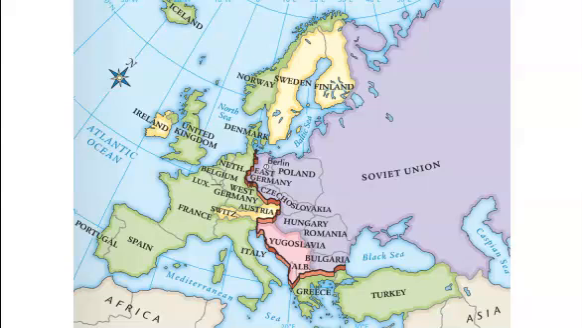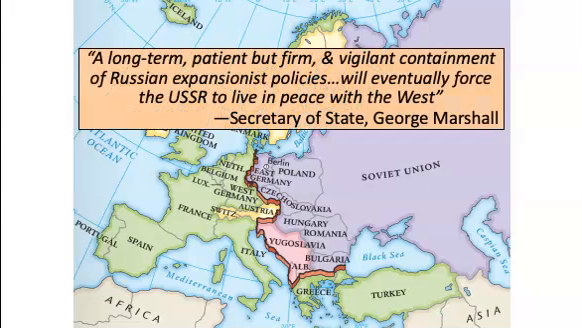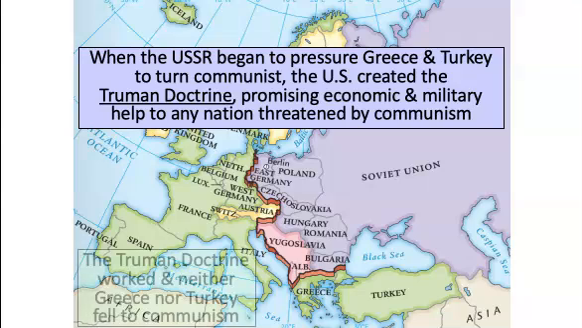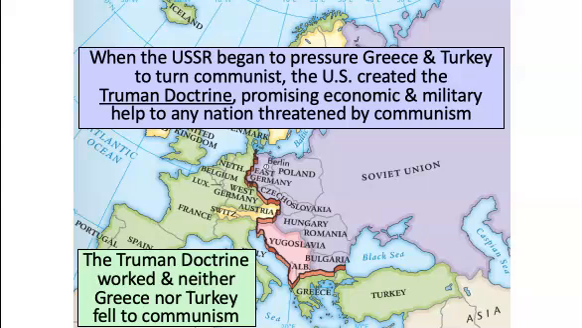Now, other things that we do to help prevent the spread of communism: the USSR had begun to pressure the Greeks and Turkey to turn communist. Both countries were facing economic crises within their home countries. The U.S. created what was called the Truman Doctrine, and this promised both economic and military aid to any nation threatened by communism, though it was specifically targeted at Greece and Turkey, located down here.